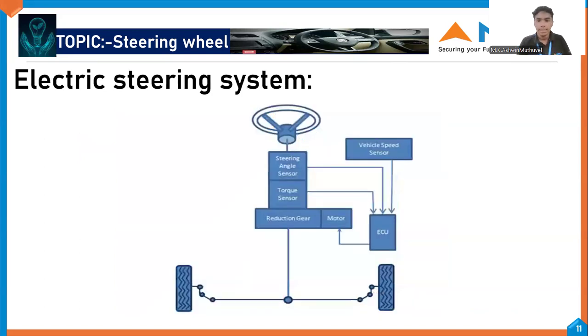This is the electrical steering system. In the electrical steering system, we use three different types of sensors. One is the vehicle speed sensor, one is the steering angle sensor, and one is the torque sensor. Using these three sensors, the input is given to the ECU. ECU means electronic control unit. The electronic control unit processes the inputs and gives the output to the motor.